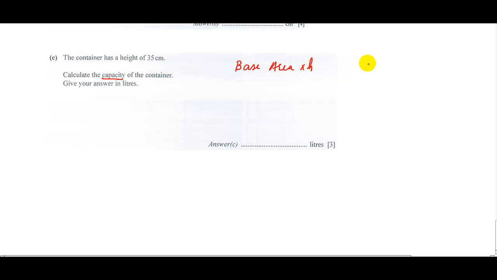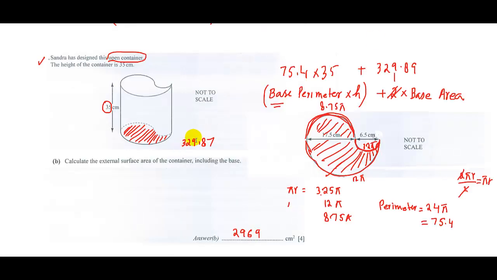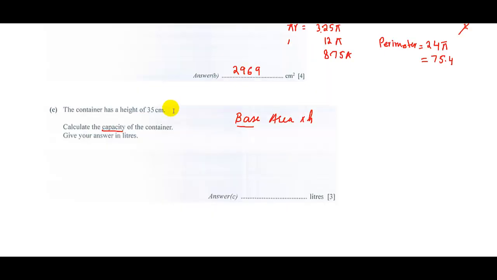Here the base is the cross section. So the area of the cross section is 329.87. 329.87 is the base area, that is the area of the cross section. Height is 35, which is also mentioned in the diagram. So this will give us the volume in centimeter cube.